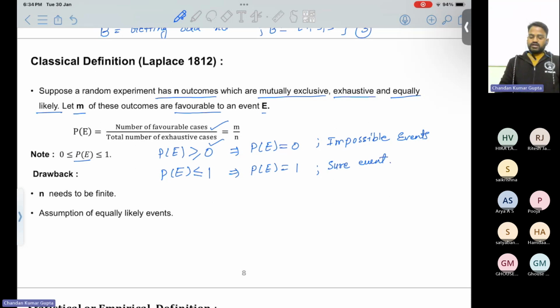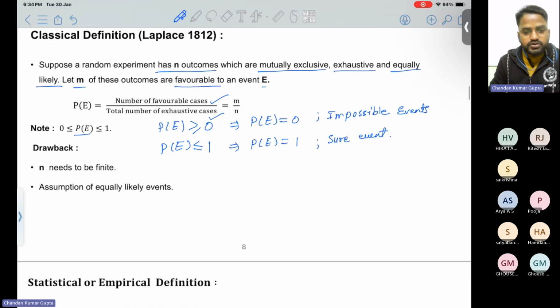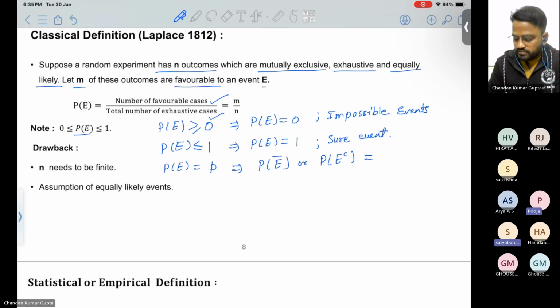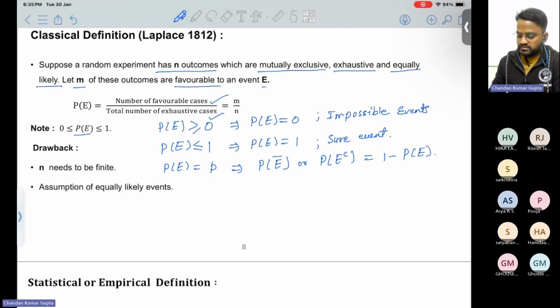Sure events. Okay. Also, okay. Any other property? Anyone recall? Like if the probability of any event is, suppose, P, this implies the probability of E complement is equal to what? 1 minus probability of E. Exactly, 1 minus probability of A.